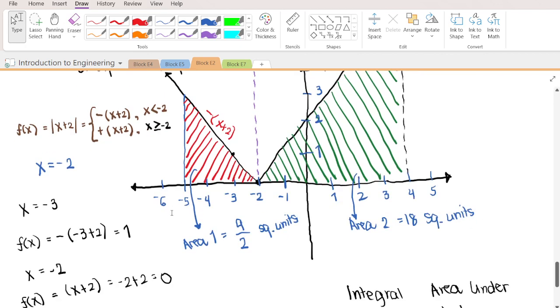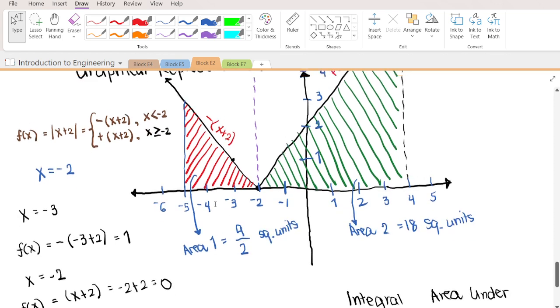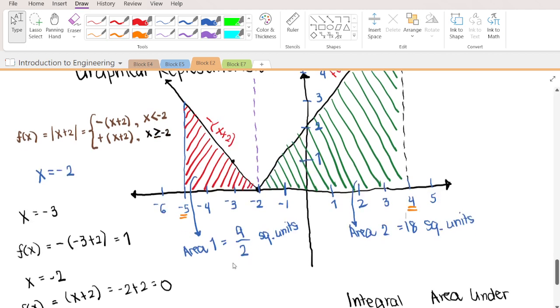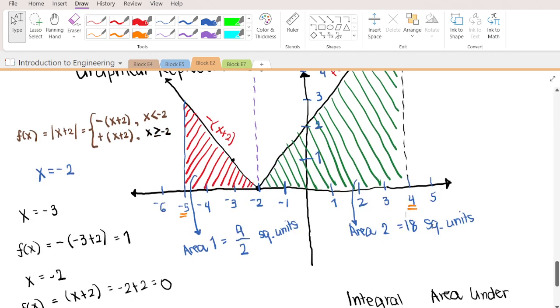Okay, so that's it. So the total area of the entire absolute function within the boundaries from -5 to +4 is equal to 9 over 2 plus 18 square units.